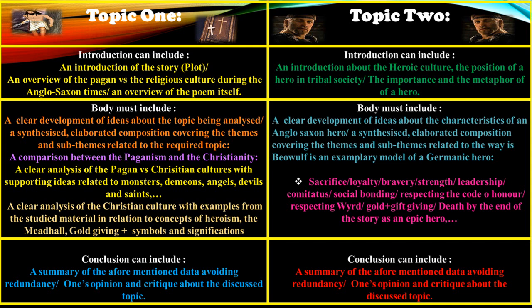In doing that, I have to find a comparison between the pagan and the Christian cultures, with a clear analysis of the pagan versus the Christian aspects, with some supporting ideas, if necessary, which are related to monsters, demons, angels, devils, and saints, etc. Or I would find a clear analysis of the Christian culture with examples from the studied material in relation to the concepts of heroism, mead hall, gold giving, symbols, and significations from the poem that are related to both paganism and Christianity.